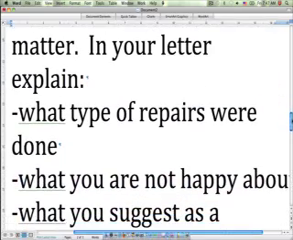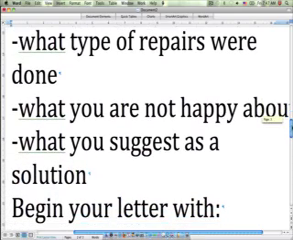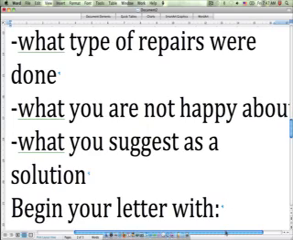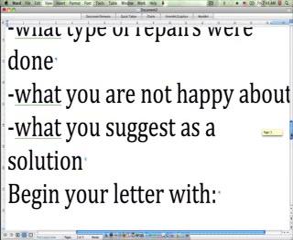In your letter, explain what type of repairs were done, what you are not happy about, what you suggest as a solution. And begin your letter with Dear Sir or Madam.